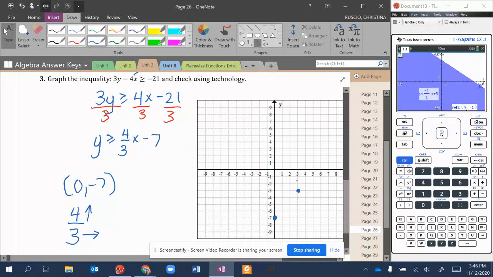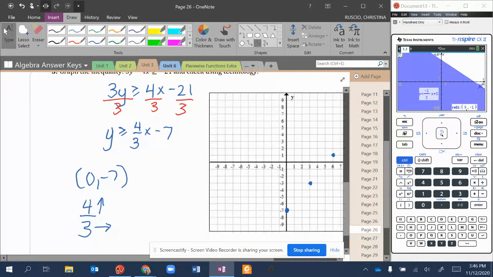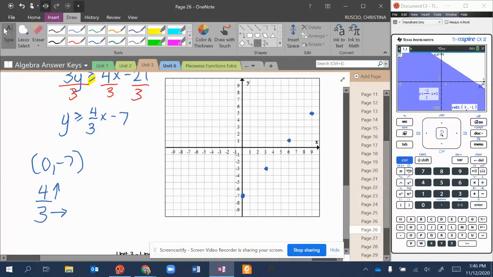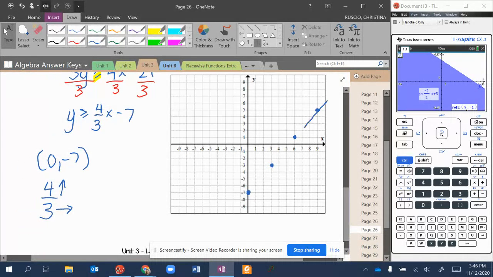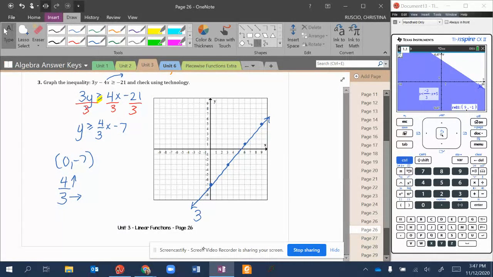Up 4 to the right 3, up 4 to the right 3. We're going to seal this, so up 4 to the right 3. Okay, so now that I have this, I got to figure out, is my line solid, dash, shade above or below? Because I have a greater than or equal to sign, that means I am going to be able to use a straight edge to connect all of my points. Straight, extend, arrows, label.